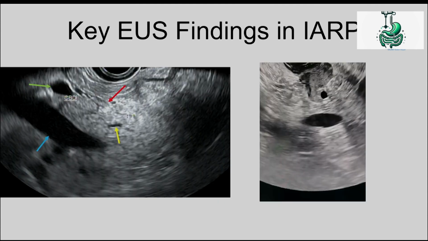So pancreatic divisum is usually diagnosed by EUS findings. I hope this video is working. You're going to see loss of the stack sign, which is the parallel course of the CBD with the pancreatic duct. You will find the pancreatic duct crossing the CBD and the first part of the duodenum.